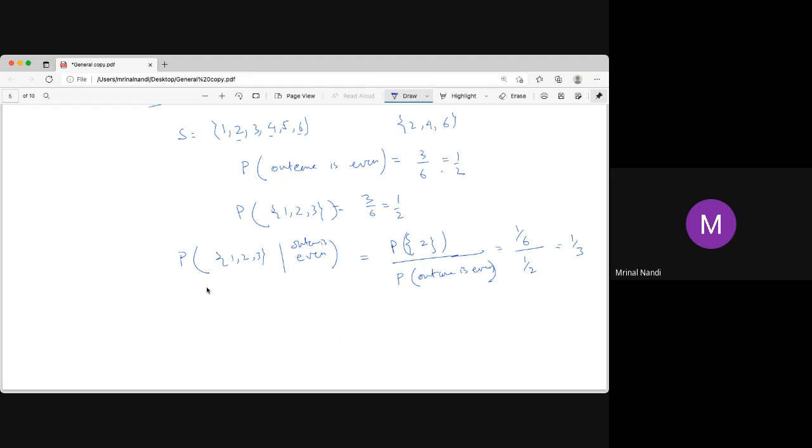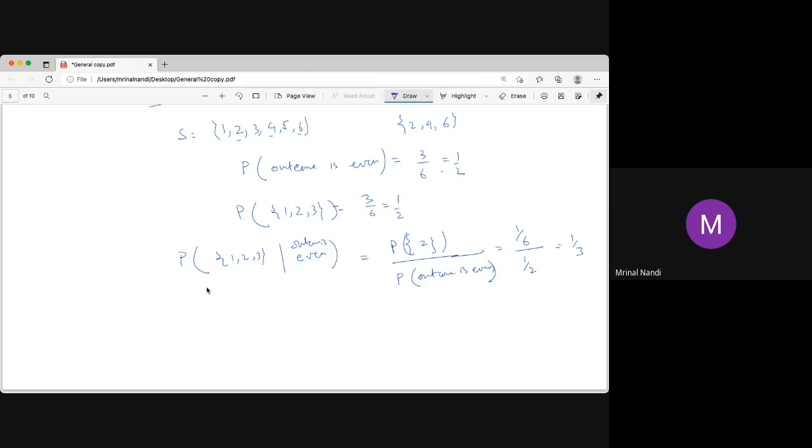If someone asks you what is the probability that the outcome is 7, you can say it is 0. 7 can't occur, that you know. But you don't know which occurred among 1, 2, 3, 4, 5, 6. So you will say, okay, it's a fair die, every probability is the same, all 6 probabilities are the same. Then it is 1/6.